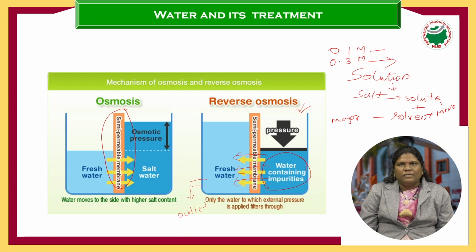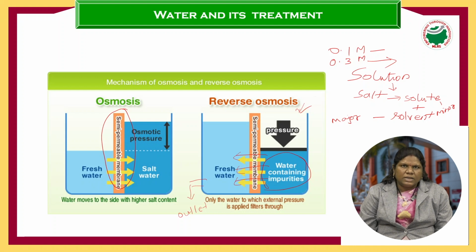Once again I will repeat. Osmosis means the water will move from the lower concentration side to the higher concentration side when two different solutions are separated by a semi-permeable membrane. While coming to reverse osmosis, here the water will move from the higher concentration side to the other side. The condition is we have to apply the external force, hydrostatic force. Generally we will take the salt water.